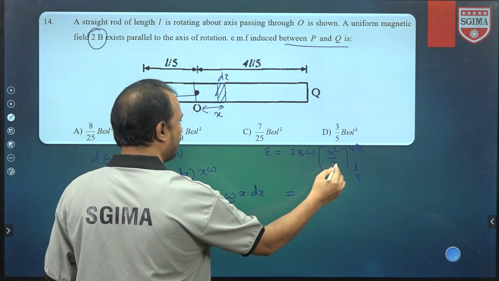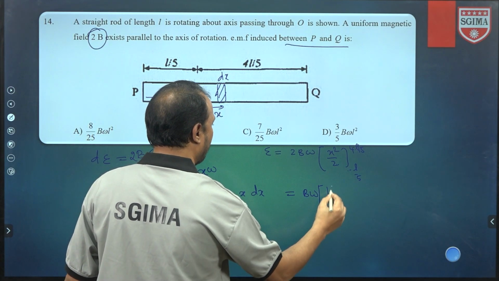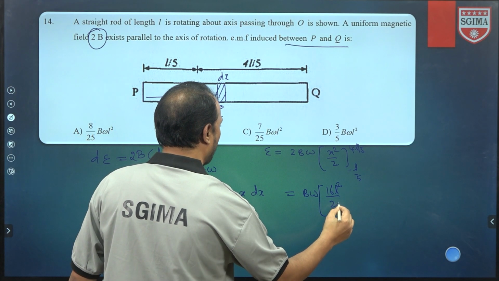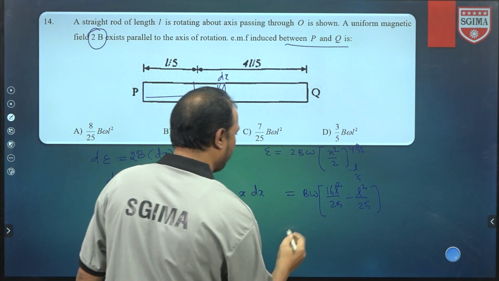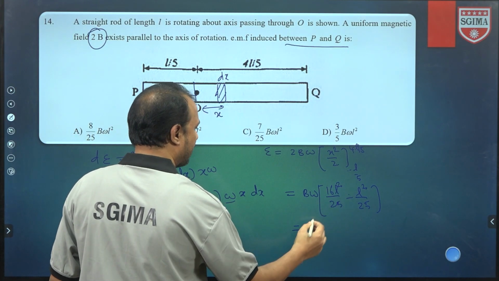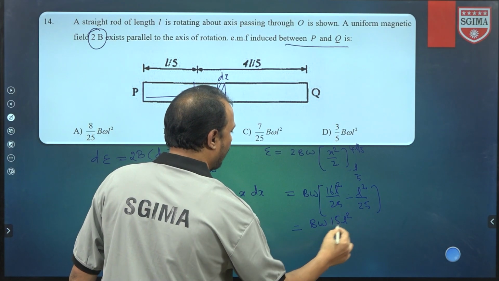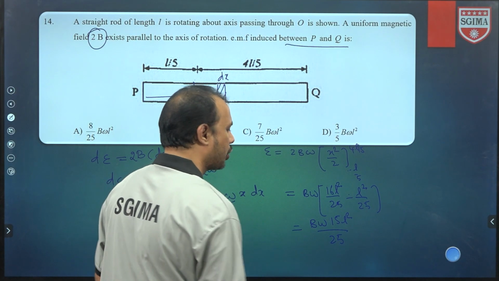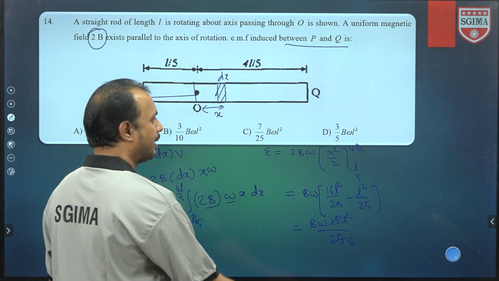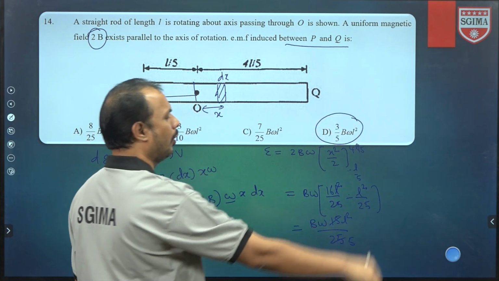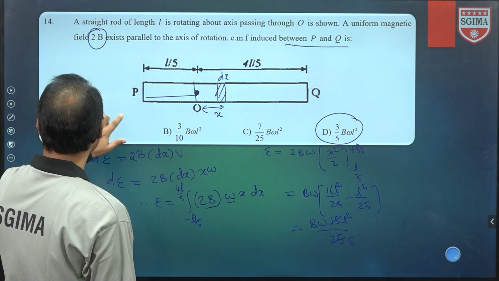Now, substituting the limits, with the 2 cancelling, B omega, upper limit 16 L square by 25, lower limit L square by 25. So, 16 minus 1 which is 15 by 25. Now, cancelling with 5, 3 times, this is 5 times. So, our answer is 3 by 5 B omega L square, right. Now, coming to the next one.